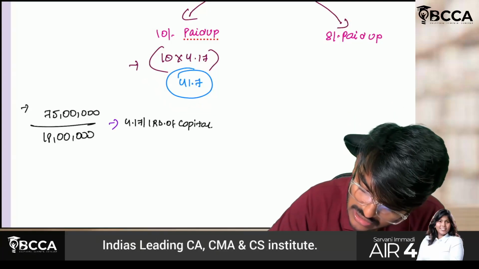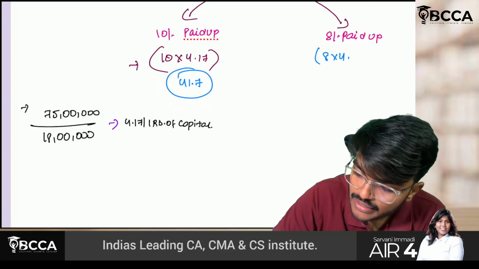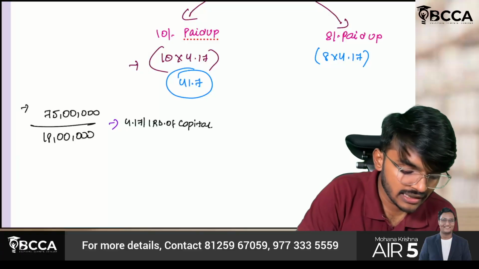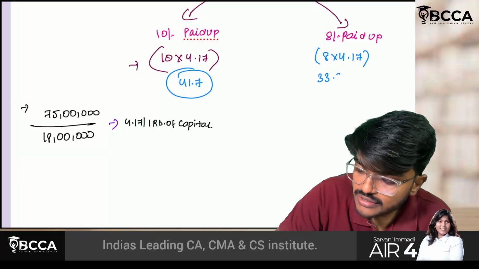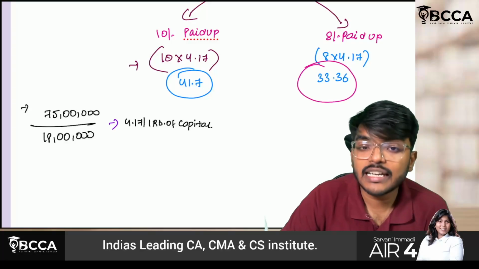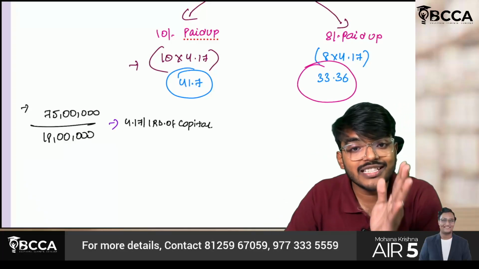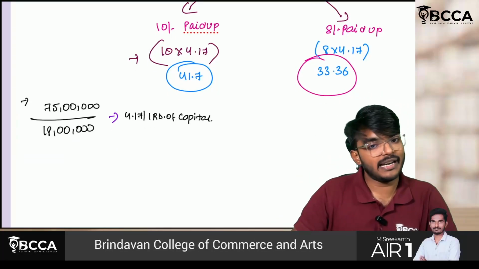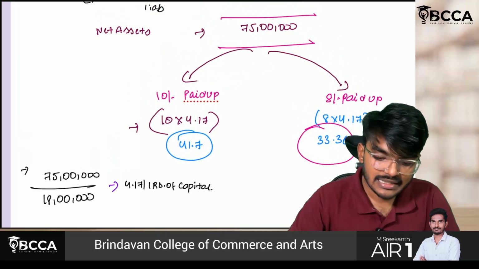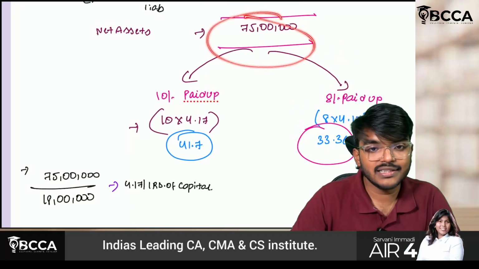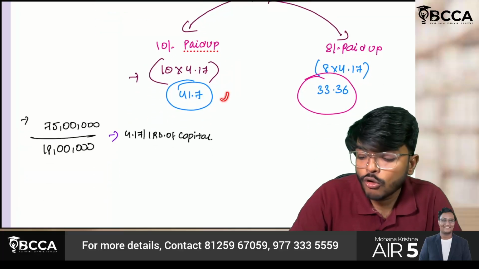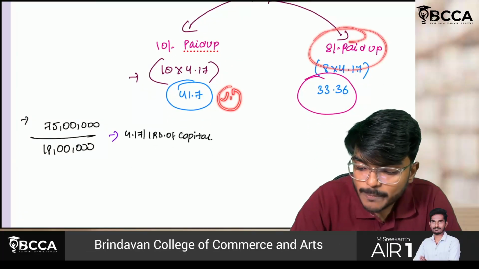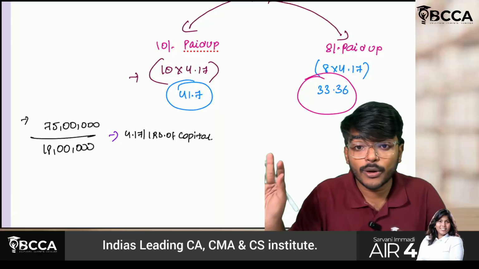Similarly, if you do the same calculation, here I will be getting 8 into 4.17, which is 33.36. This is the value which the 8 rupees paid up shareholders will be getting. 75 lakh are the total net assets, out of which 10 rupees paid up shareholders will receive 41.7 and 8 rupees paid up shareholders will receive 33.36.